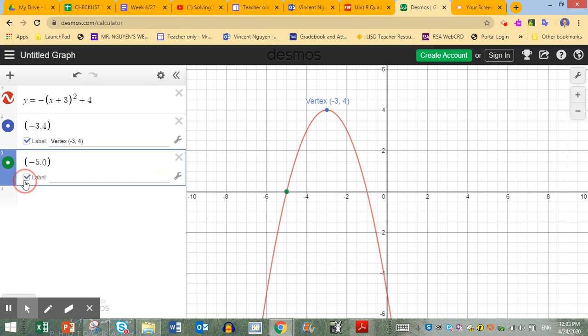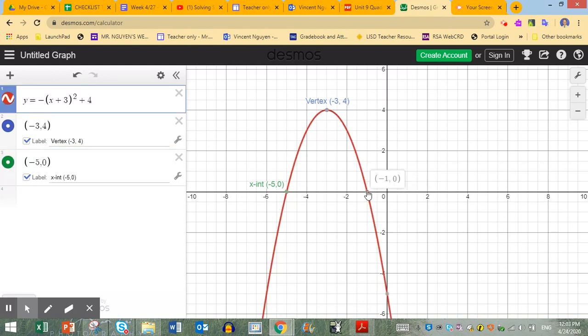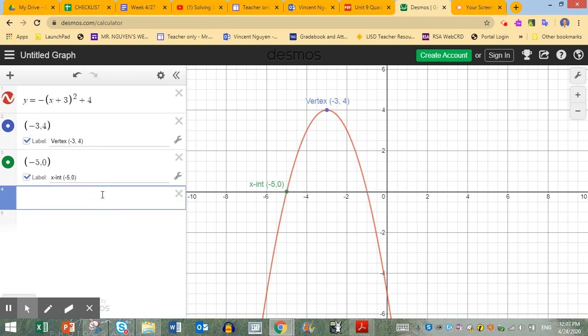You're going to label that, and you can put x-intercept. That's the first one, negative 5, comma 0, okay? And then if you hover to the right, there's another x-intercept here. It's negative 1, 0. So I'm going to go ahead and label that one negative 1, comma 0. And then I'm going to label that again x-intercept, negative 1, comma 0. Okay, all right, so we found three things, right?